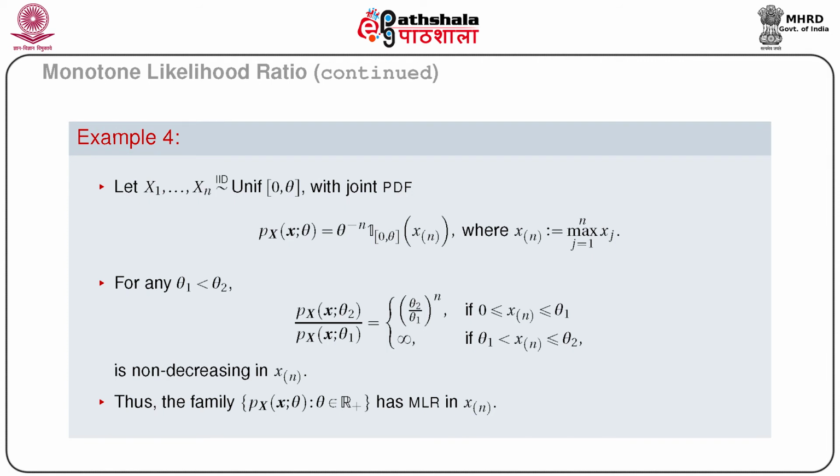We consider another example. Let xi follow Rectangular(0, θ) for i = 1 to n independently. Here P(x,θ) = 1/θ^n if 0 < x_(n) < θ, and 0 otherwise, where x_(n) is the largest order statistic. Now we take θ1 < θ2, then the ratio P(x,θ2)/P(x,θ1) is equal to (θ2/θ1)^n if 0 < x_(n) < θ1, and this is equal to infinity if θ1 < x_(n) < θ2. This is non-decreasing in x_(n). Thus, Rectangular(0, θ) is a member of the MLR family with MLR in x_(n).